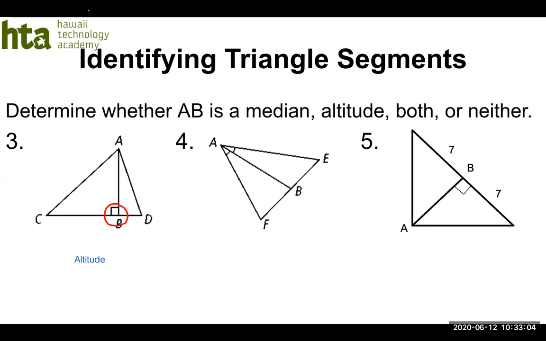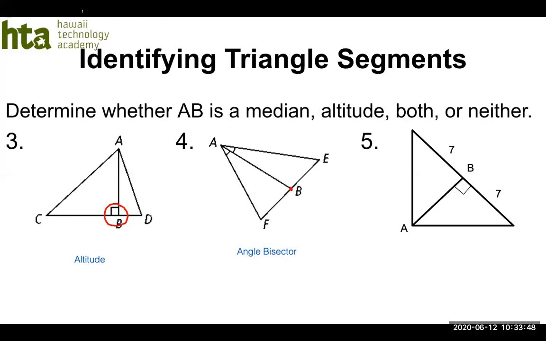All right, number 4. I see B is here. There's no right angle, so it's not an altitude. There is no evidence of it being a midpoint. Okay, we could guess it is, but there's no evidence of it being one, so it's not a median either. So this is neither. It is not a median nor an altitude. But what is it? If we had to identify what it is, this is an angle bisector because it is cutting an angle in half. Angle A was cut in half, so that is an angle bisector. But to answer the question, it's neither a median or altitude. But if we had to identify it, we would call it an angle bisector.